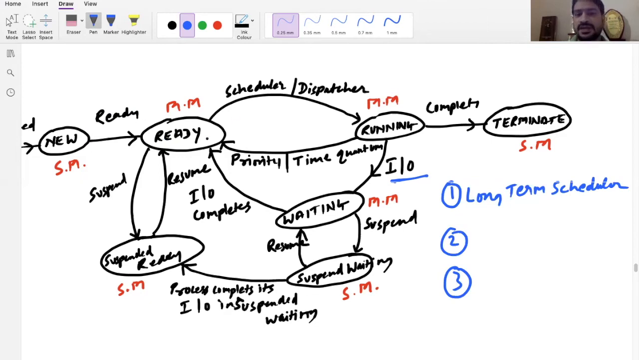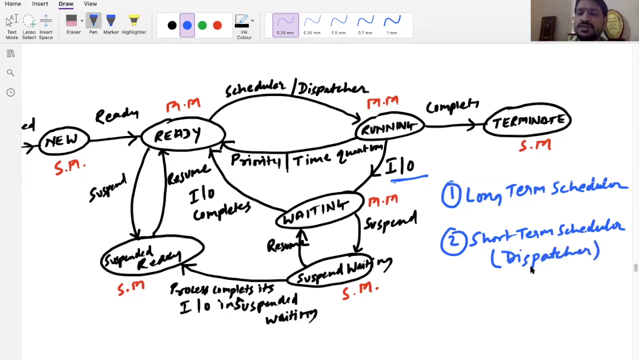Now, if we have to take a process from the ready state to the running state, that will be done by the short-term scheduler. What is the short-term scheduler? The short-term scheduler will choose which particular process I will take to the CPU right now. After the decision is taken, the dispatcher will take control and take the process to the CPU.